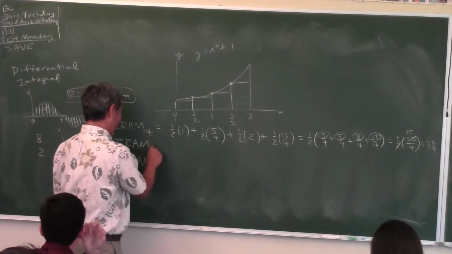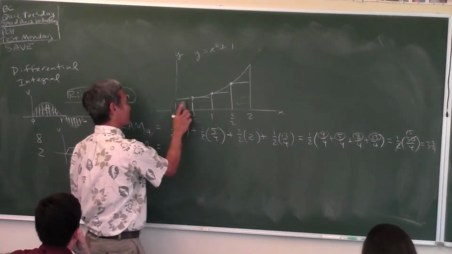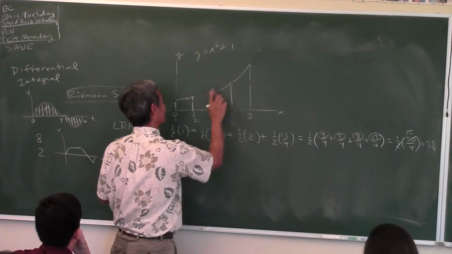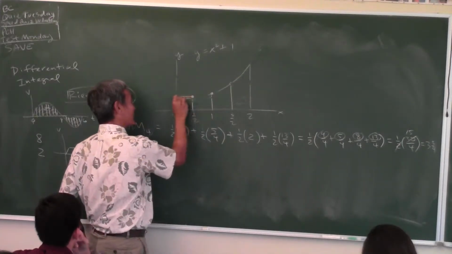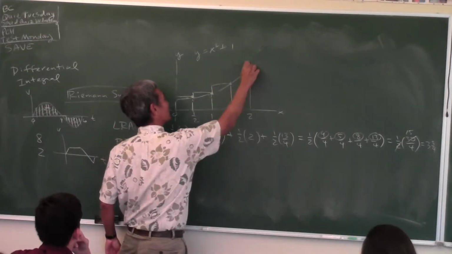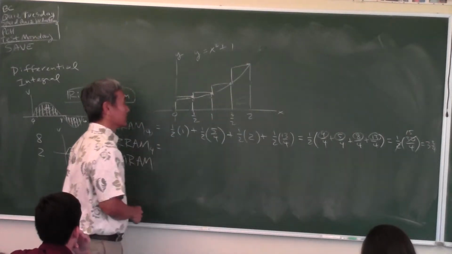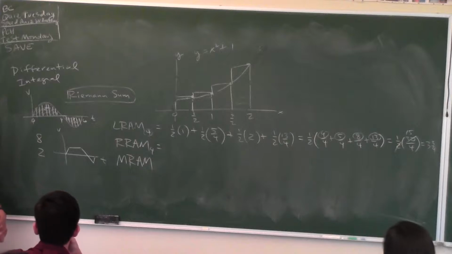Okay, now let's do RRAM form. This time, we're going to use the right endpoint to cap off the rectangle. So let's draw a new picture here. Instead of using the left endpoint, you use the right endpoint to cap off the rectangle like this. See? And obviously, we can see it's going to be an overestimate, right? Why? Because the function is increasing, that's right.